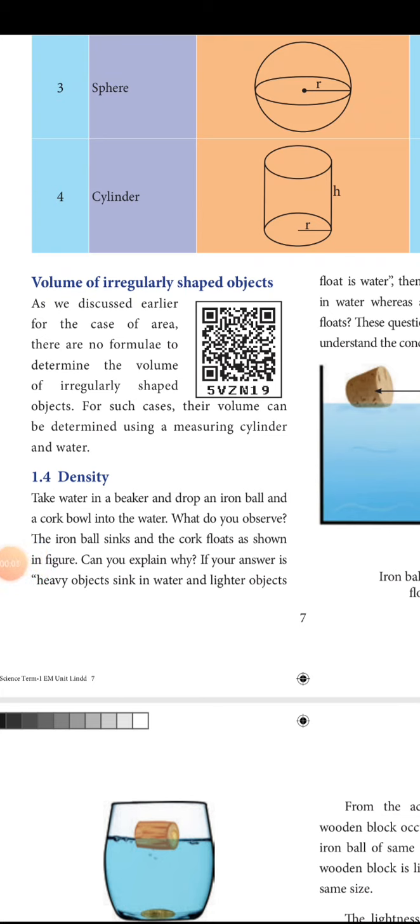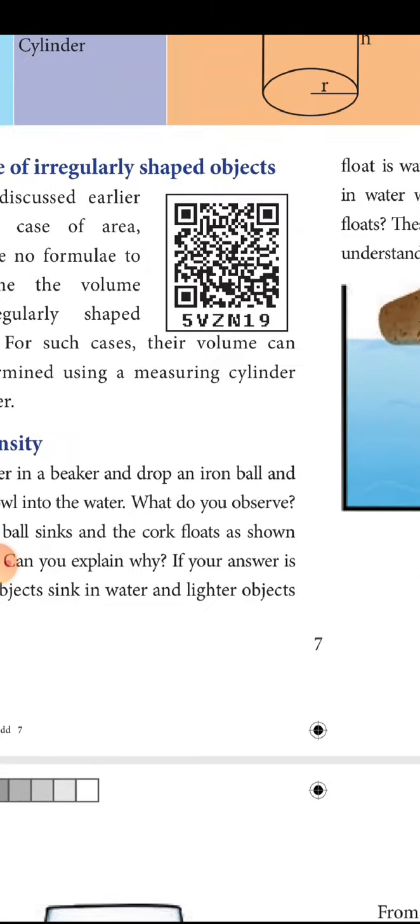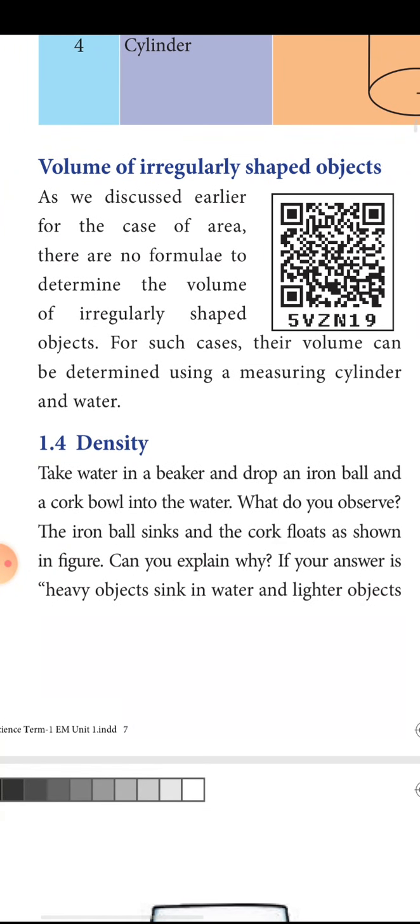After seeing the volume, now we will study the density. What do you mean by density? For example, if you are putting a cork and a small iron ball in water, what can you observe? Yes, you can observe the small cork is floating above the surface of the water, and the small iron ball will sink and touch the bottom of the container.